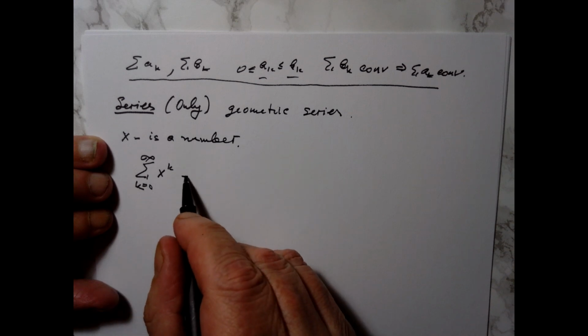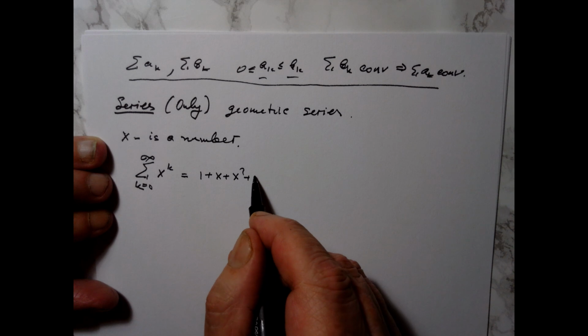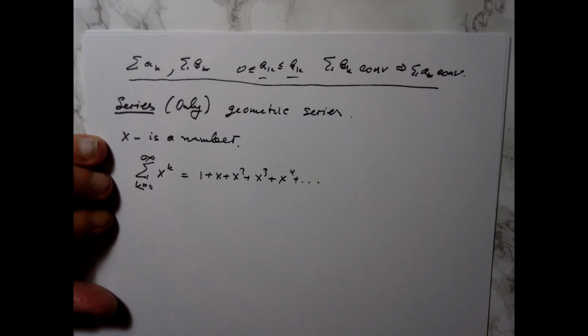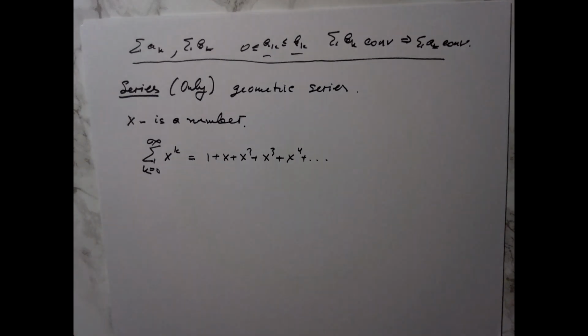And what is it? It is 1 plus x squared plus x cubed plus x to the 4 plus etc. So this is an infinite series, and I want to decide if the series converges or not. Now, the advantage of this particular series, and this is why I would like to study them, is because this is the only time in my life when I can write the partial sums for this series explicitly.